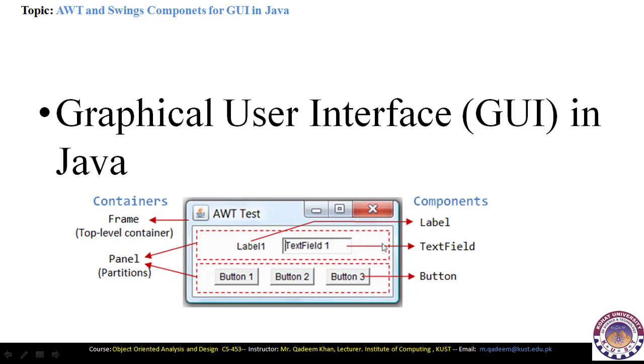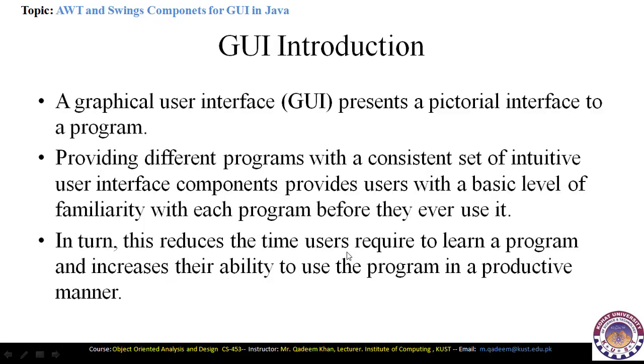These components are also called controls of the GUI. For example, label controls, here you can see text field controls and the button controls. So components are placed inside the panel while the panel is placed inside the frame. This is the concept of the GUI in Java.